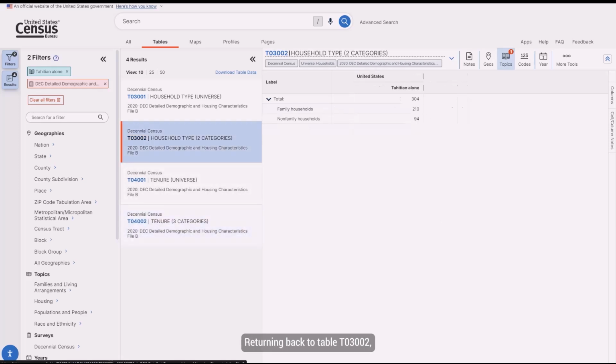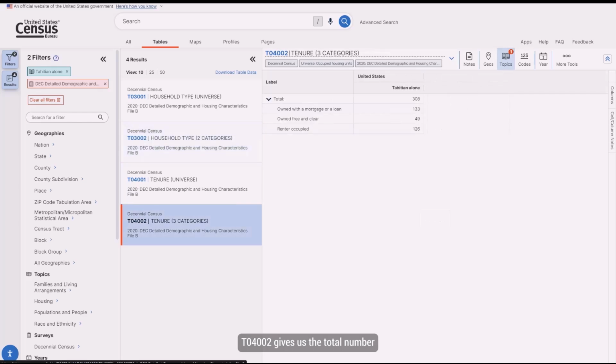Returning back to table T03002, when we open it, we can see that it's giving us the total number of households as well as the 2 household type categories. T04002 gives us the total number of occupied housing units as well as the 3 tenure categories.